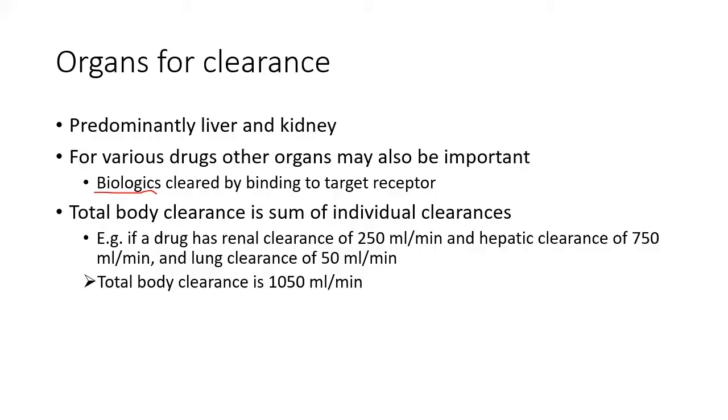So for example, if a drug is cleared renally at say 250 mL per minute and hepatically at 750 mL per minute, and a lung clearance is, for example, 50 mL per minute, then the total body clearance is just the sum of these. So that's 1,050 mL per minute.